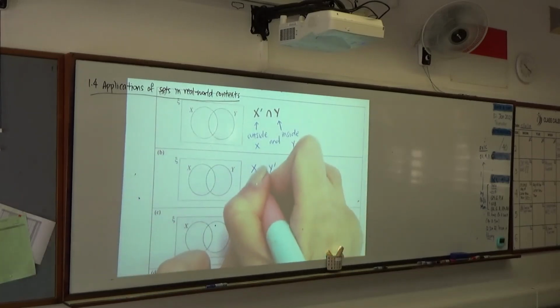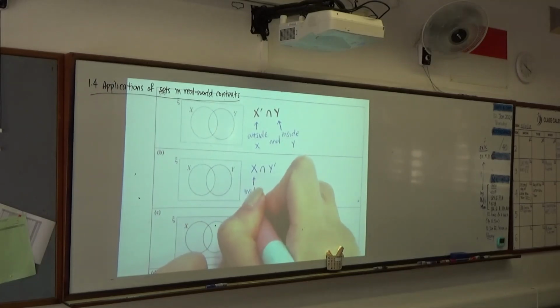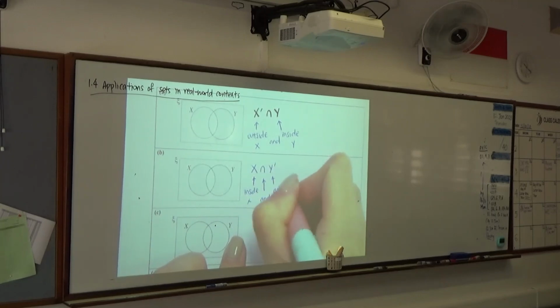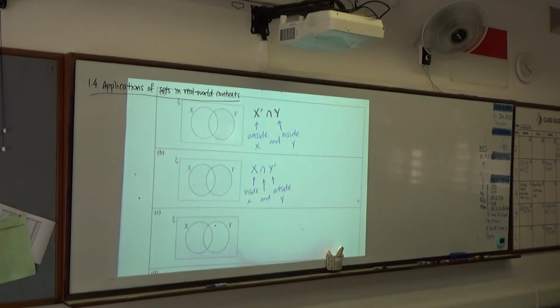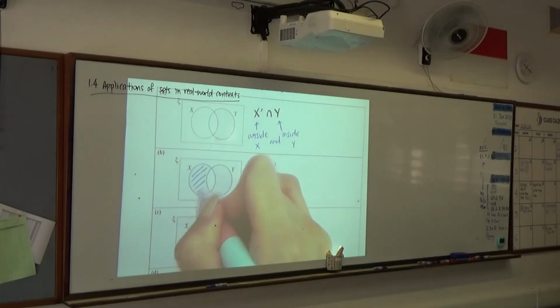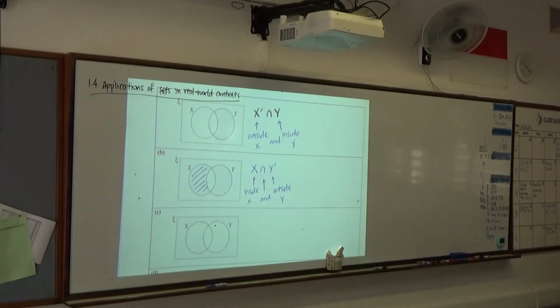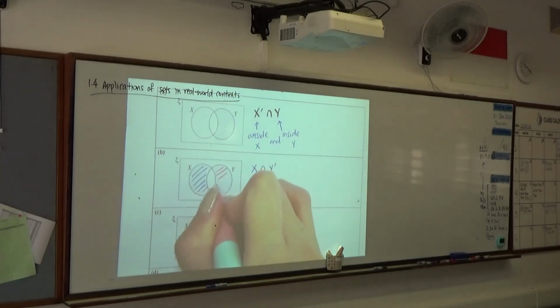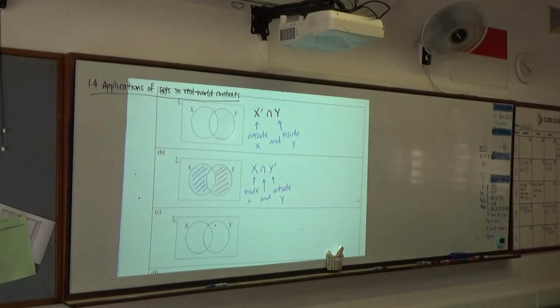So this is inside X and outside Y. This will refer to this part. Then we figure out something for this part here. By the same logic, we are looking at something that is inside of Y, intersecting outside of X.